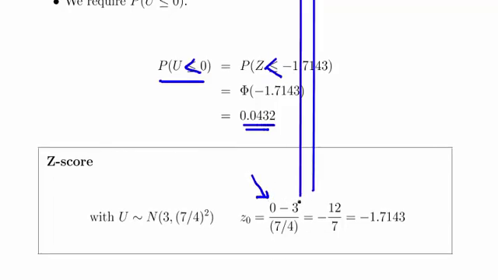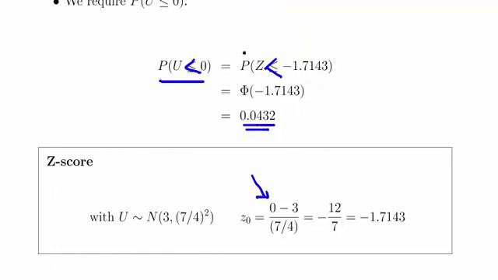Just to check where the z-score came from, it is 0 minus 3, which is the mean, over 7 over 4. 7 over 4 is the square root of 49 over 16. Working that out algebraically, that turns into minus 12 over 7, which is minus 1.7143. Again, if you're using tables in an exam situation, you use minus 1.71 or minus 1.72, and you should get an answer reasonably close to this. Okay, we'll leave it there.